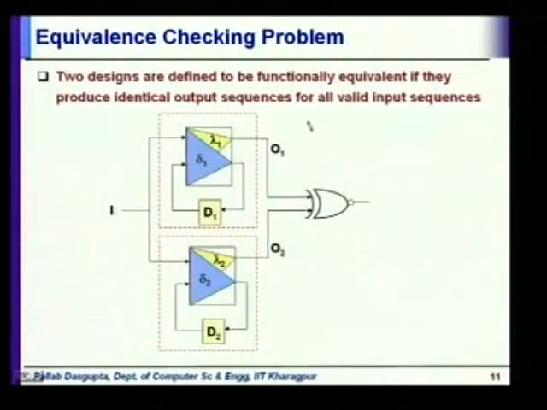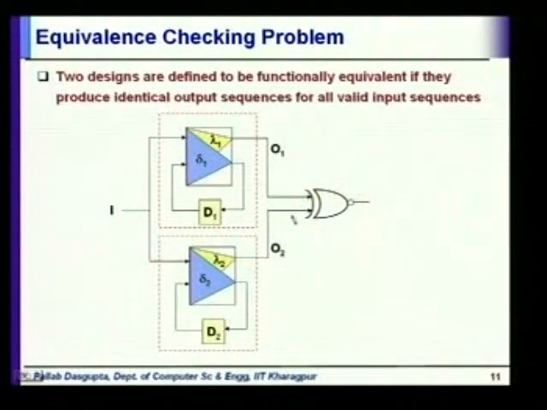So we return to this problem, and I will answer your question in a moment. The problem we are looking at is that we have two sequential circuits, and we want to check whether they are equivalent or not. By definition, equivalence means the output should match for every input sequence, when the two state machines are in their initial states.